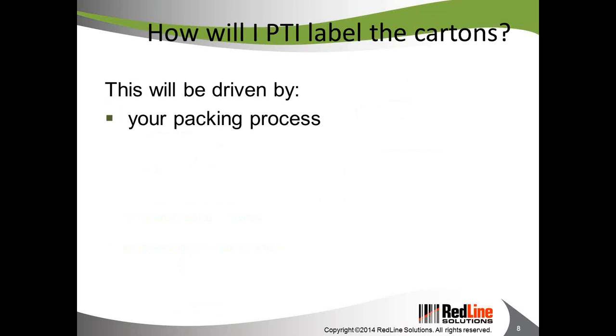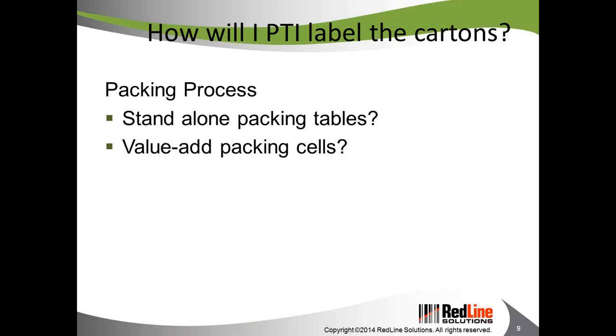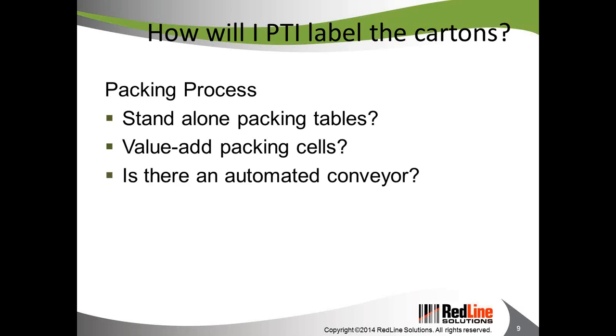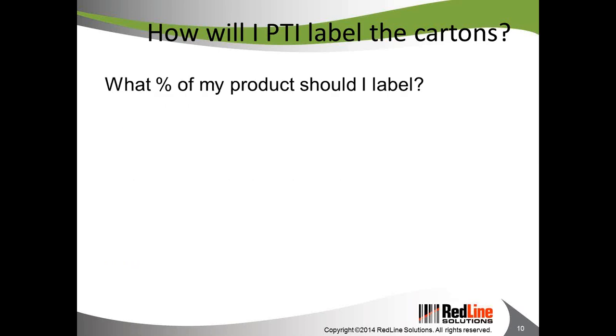So how are you going to label your cartons? It's really going to be driven by a couple of things: your packing process and the percentage of cartons that you label. If we look at your packing process, you've got to say, do I have standalone packing tables? Do I have value-add pack cells? Is there an automated conveyor? And is there more than one line or more than one product converging onto the conveyor at one time? The last thing to look at is what's your case level unit.